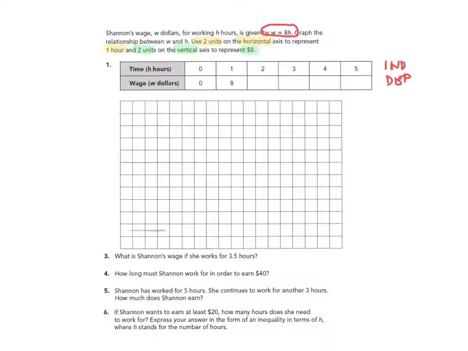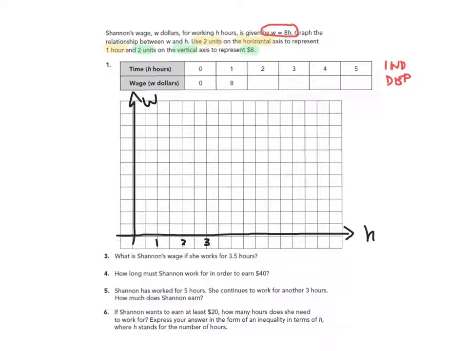I'm going to set it up with my x-axis here. That's my independent, so I'm going to call that H for hours. And then this way, I'm going to call this W for wages. And I know that every 2 units on the horizontal should be an hour. So here's 1 hour, 2 hours, 3, 4, 5, 6, 7, and 8.